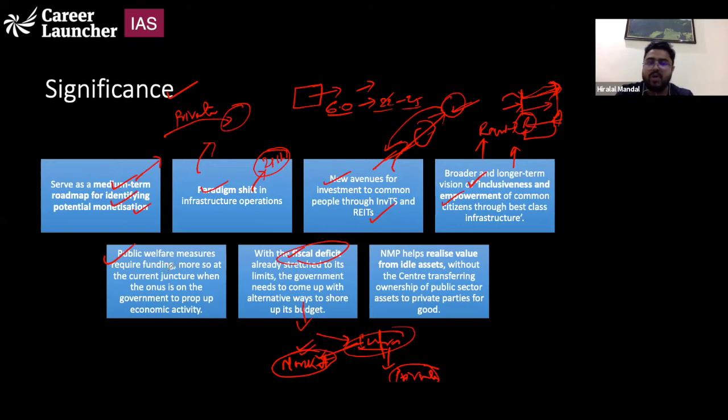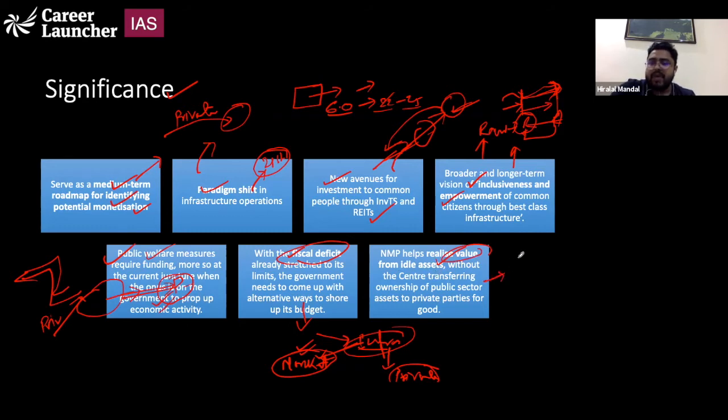Similarly, the Government of India also has to go for public welfare measures. If infrastructure, capital investment and capital expenditure are done through the private sector, this will save enough money for the government to go for public investment and also to provide money to the households. So in a way, it will help public welfare measures in the country. Similarly, NMP helps realize value from idle assets. This is the most significant point.